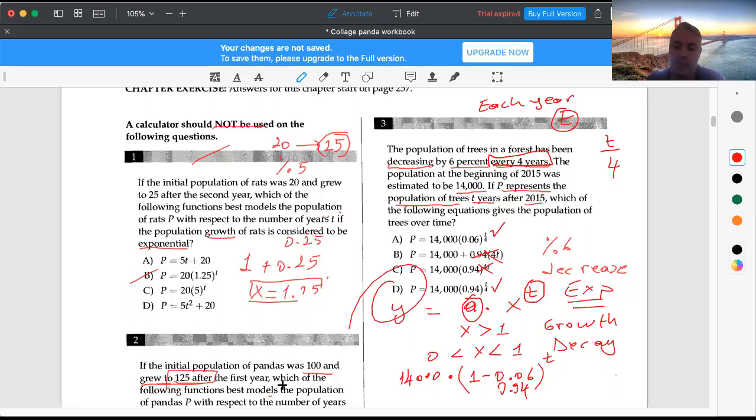Osame, yes, you can ask me your question. I didn't get why it's t over 4 and not 4 times t. Can you explain one more time? No, just why it's t over 4 and not 4t.